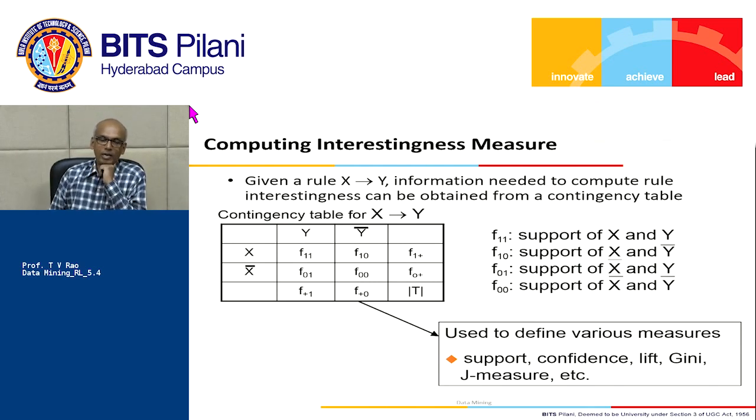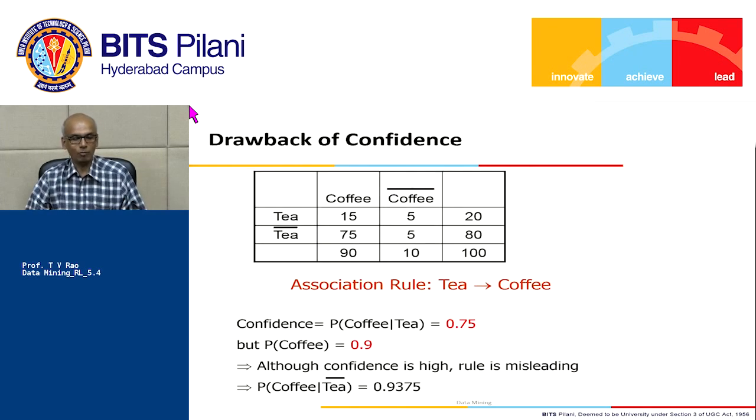Now let's say we have a contingency table for the rule X implies Y. So how does it come? We look at the support for X and Y. So we are getting a support of F11. Then support for X when Y is not, then we are getting F10. Similarly, support for Y when X is not there, then F01. When both X and Y are not there, F00. So when we create this contingency table, we can analyze to see if there is an interesting pattern among them.